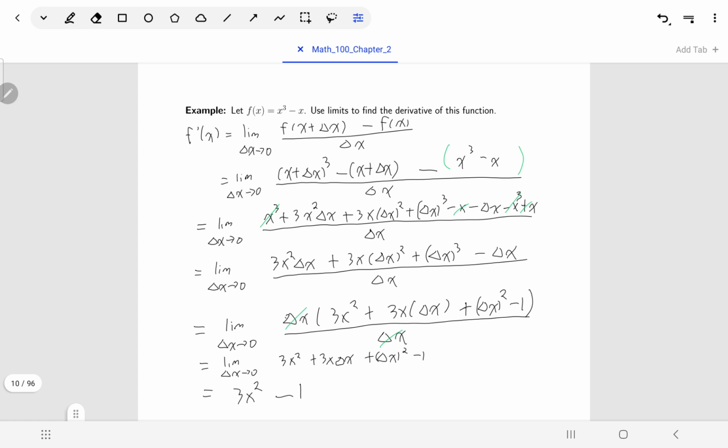So we found our limit of f of x, and that is f prime of x. That means if we were interested in the slope of a tangent line at any x value, I could find that slope by putting x into my derivative.